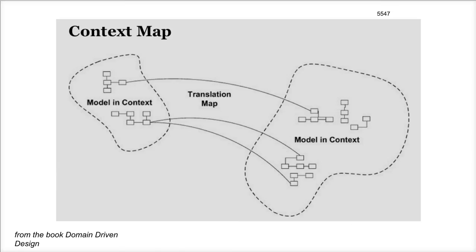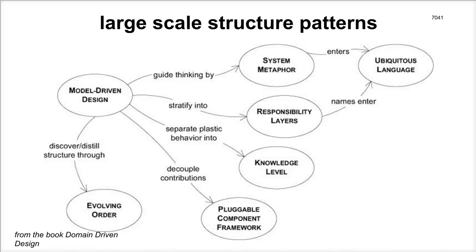Context map means that when you do have context boundaries, create a translation map, essentially, so that it's very clear how terminology in one context area relates very specifically to terminology in another context area. For large scale structures, think in terms of metaphors, responsibilities, knowledge level. Complex applications often use a technique of allowing advanced users to essentially modify the structure behind the interface in order to adapt to changing circumstances.